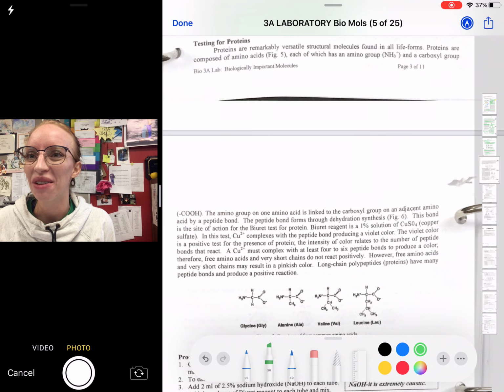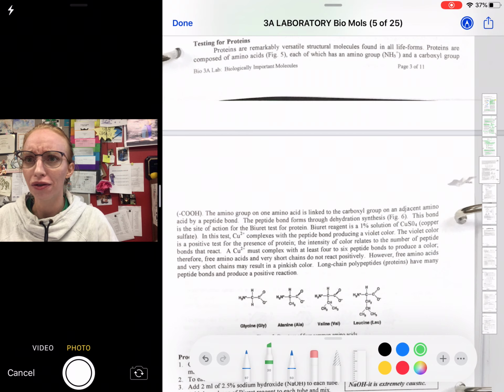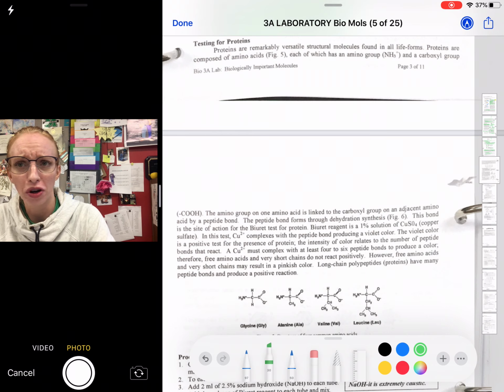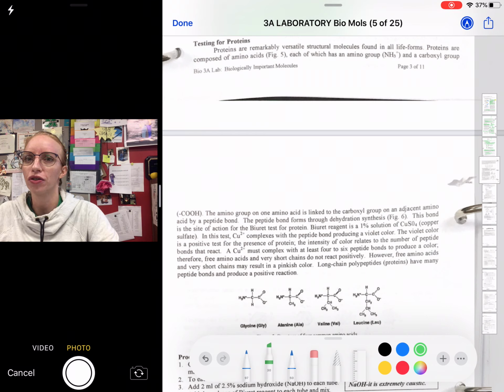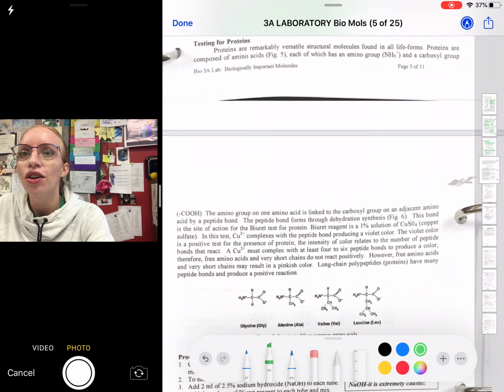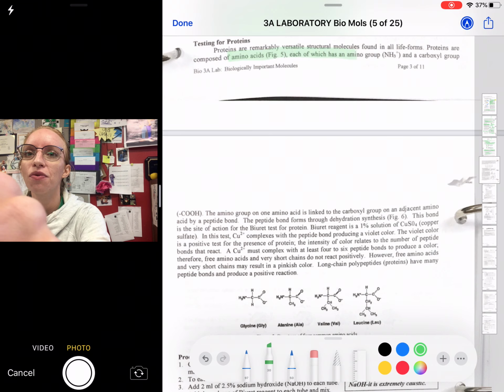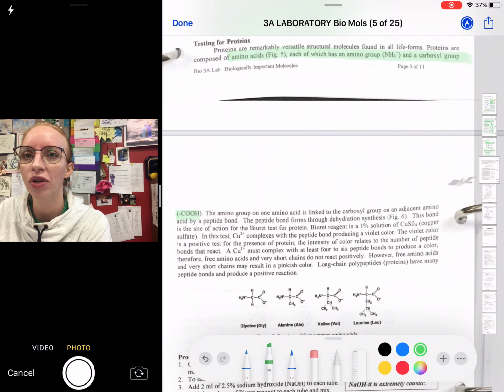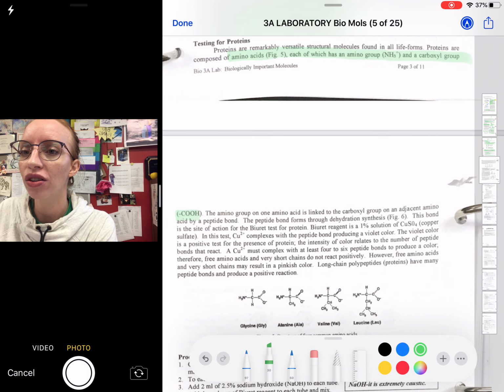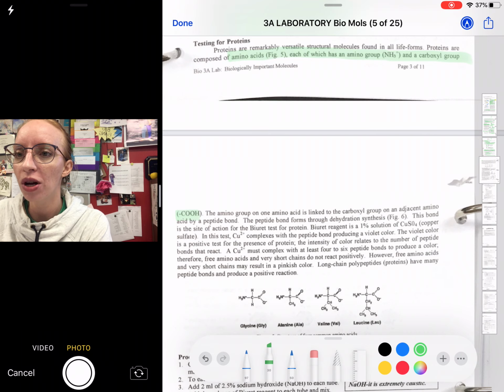Okay, let's do testing for proteins. It has this wonderful statement: proteins are remarkably versatile and structural molecules found in all life forms. Proteins are composed of amino acids, each of which has an amino group and a carboxyl group. The amino group is where the nitrogen is, and the carboxyl group is C with a double bond O and then an OH.